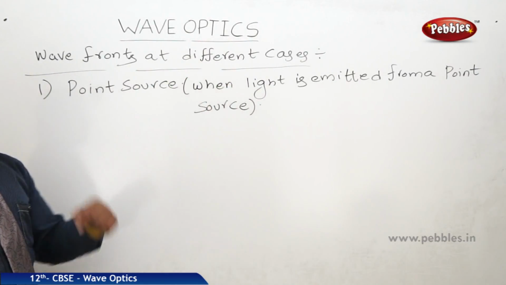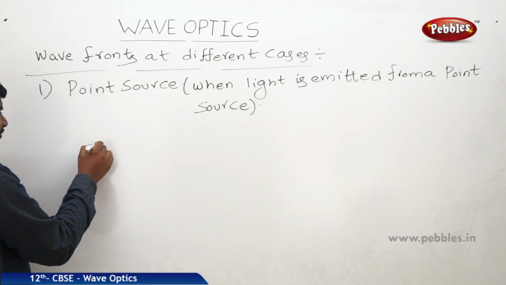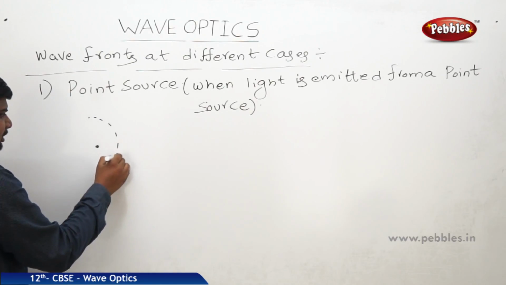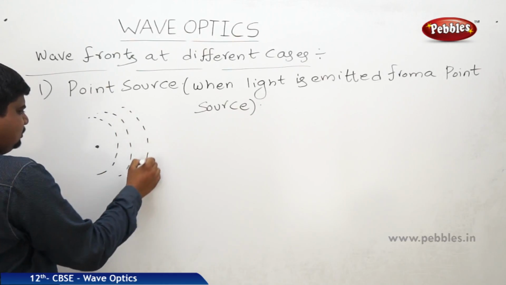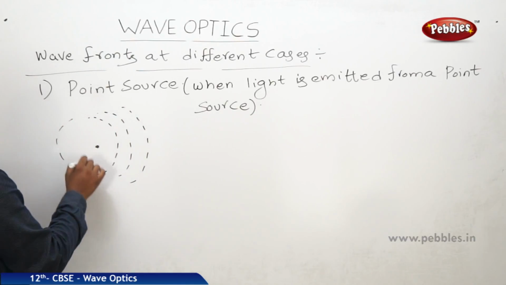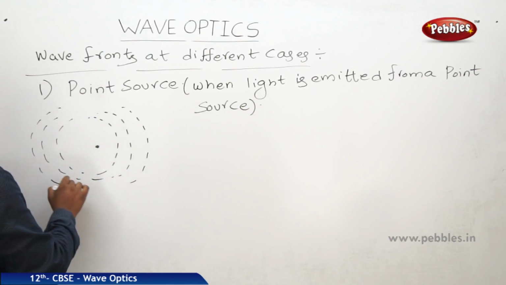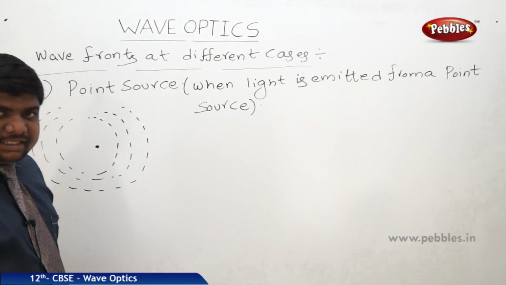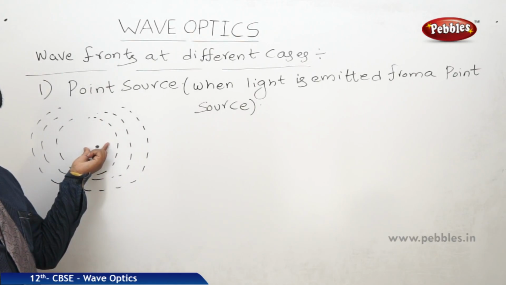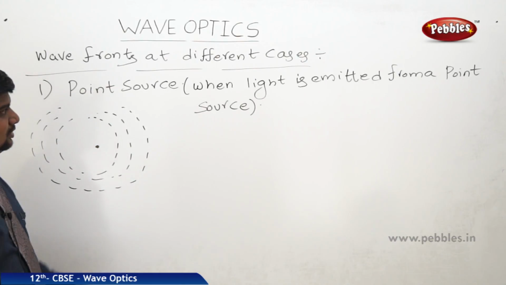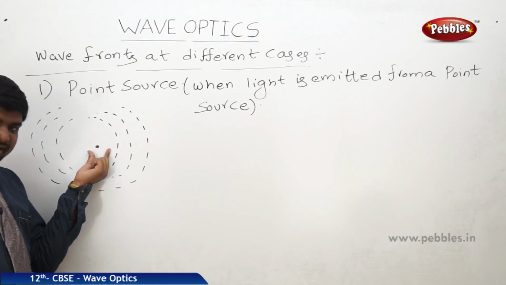Continue. When light is emitted from a point source, like this is the point of disturbance, it will form concentric circles. So what we can understand in this situation is, when light or a wave is emitted from a point source, then the structure of the wavefronts is concentric circles.